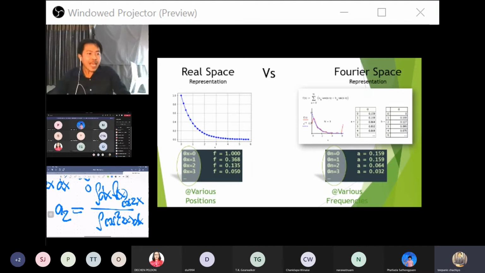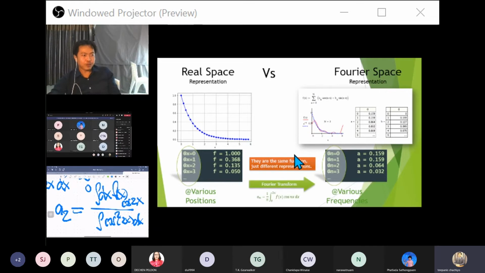But in Fourier space, on the other hand, we look at the mixture percentage of each wave. For example, with n equals 0, the zero wave without oscillation, you have a equal to 0.195. If you have n is one, a somewhat faster wave, you have this mixture of 0.19. You have this faster wave, the mixture becomes 0.064, and so forth. So we concern ourselves not with the position but with various frequencies instead. But remember, they're the same function, just different representations.